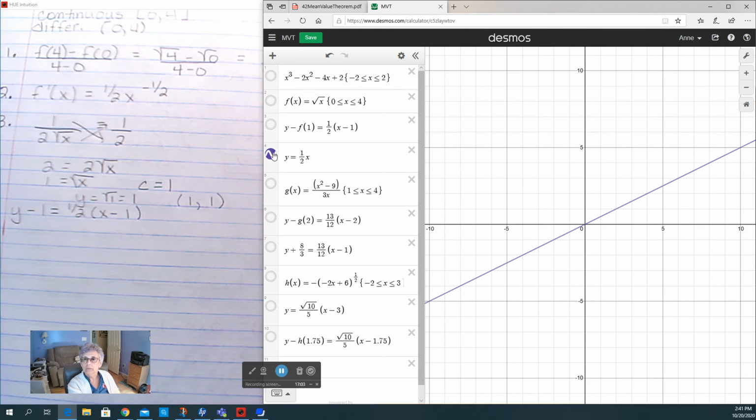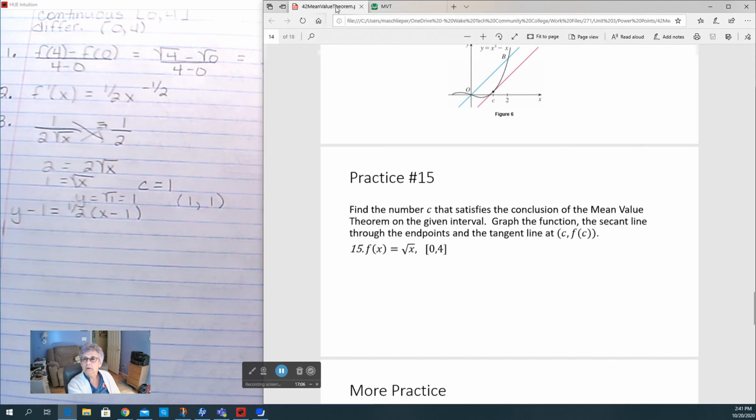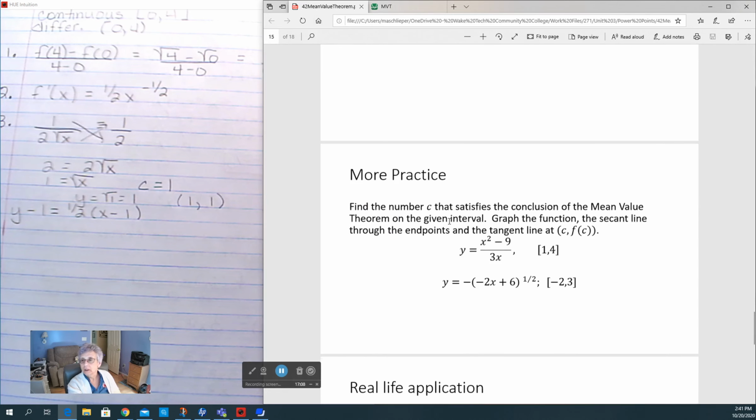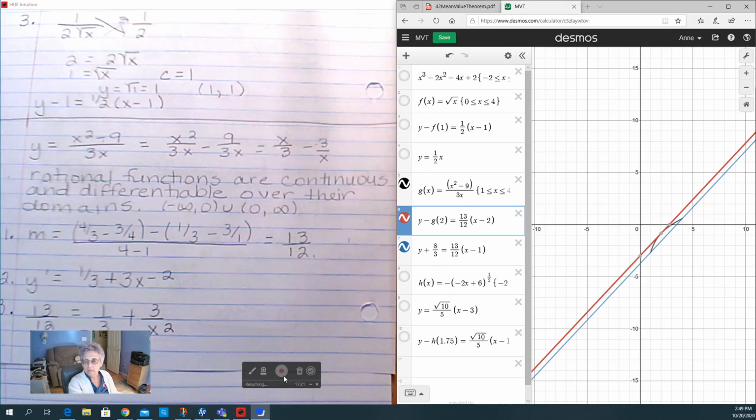Get rid of those. Go back and do some more practice. I think I'll let you do the next one on your own, y equals x squared over 9 from 1 to 4. And then we will meet back here and compare answers.